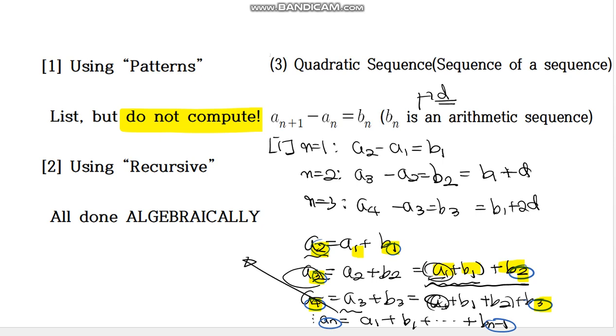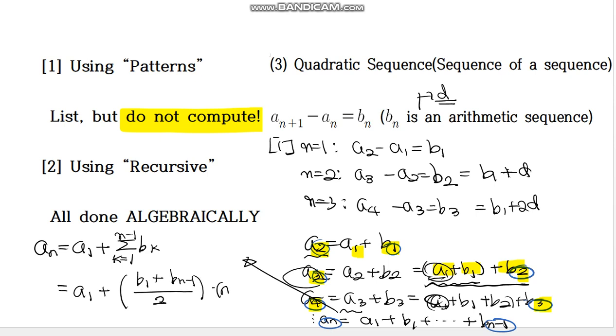Then if we simplify this, then what happens here is that An is A1 plus the sum of k from 1 all the way up to n minus 1 of Bk, right? But we do know that this Bk is an arithmetic sequence, so now it is B1 plus Bn minus 1, divided by 2, and times n minus 1. So this can be calculated this way effectively. So this is a general term.